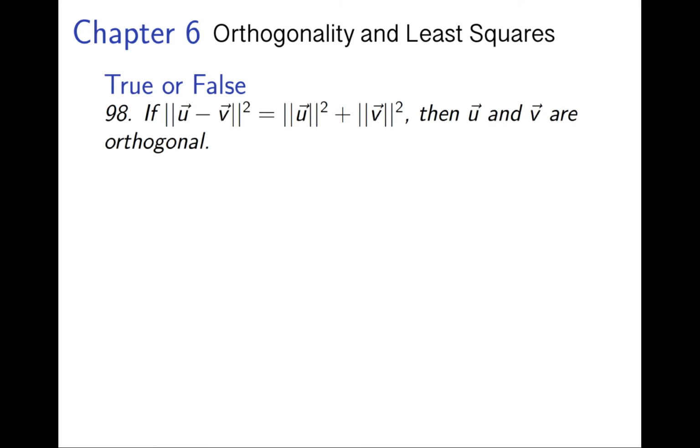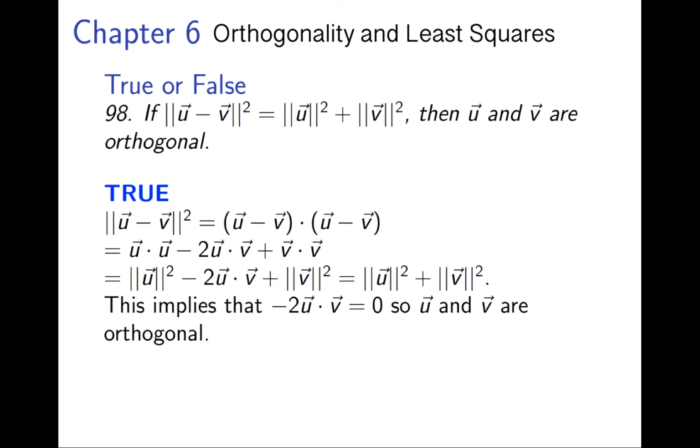Number 98. If the length of u minus v squared is equal to the length of u squared plus the length of v squared, then u and v are orthogonal. Again, it's the same exact math as the last one, except wherever we had a plus, it's switching to a minus. If we work it out, I'm not going to talk through it. You could pause and look through it yourself, but it's going to imply that minus 2 u dot v is equal to 0. So again, u dot v equals 0 and u and v are orthogonal.